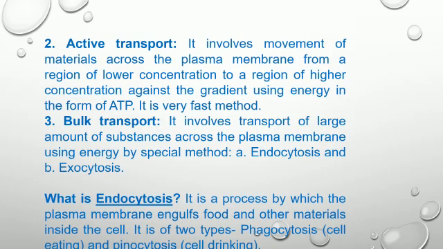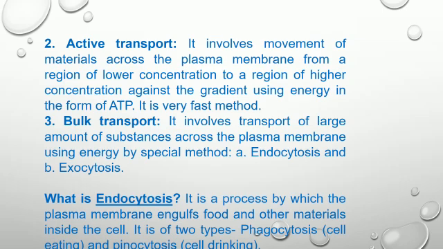Active transport. It involves movement of material across the plasma membrane from a region of lower concentration to a region of higher concentration, against a gradient, using energy in the form of ATP. It is a very fast method.